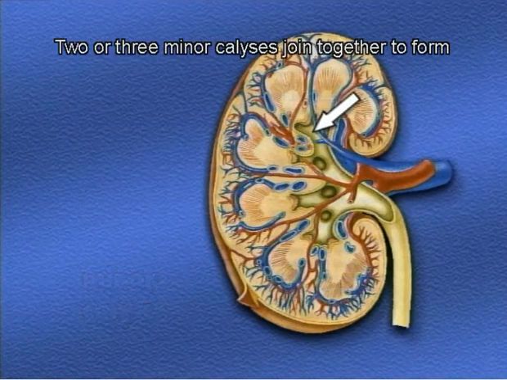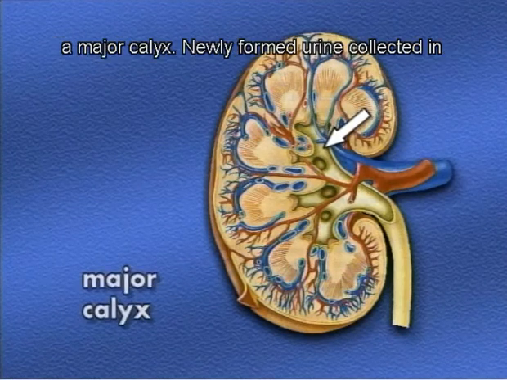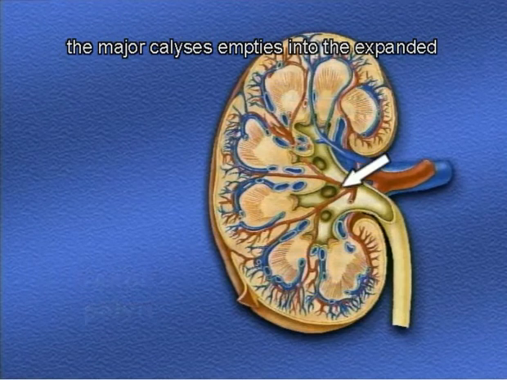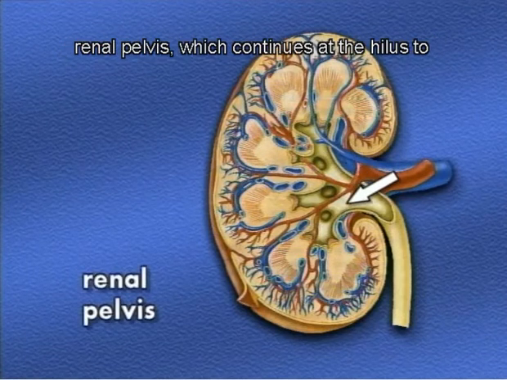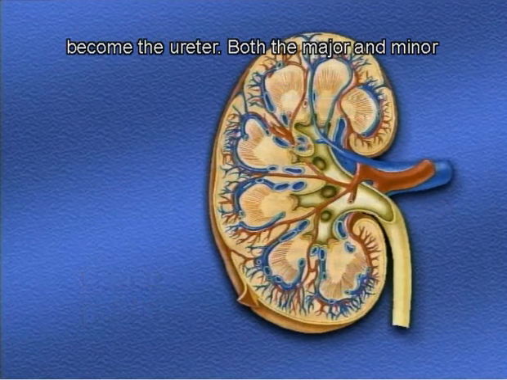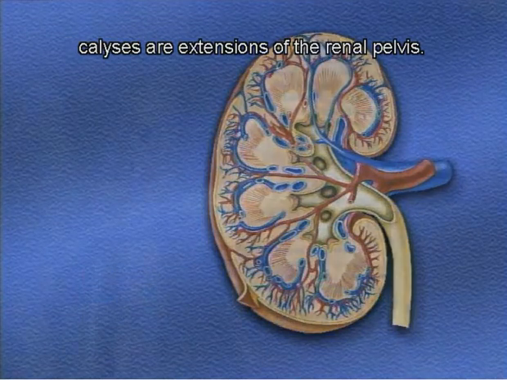Two or three minor calyces join together to form a major calyx. Newly formed urine collected in the major calyces empties into the expanded renal pelvis, which continues at the hilus to become the ureter. Both the major and minor calyces are extensions of the renal pelvis.